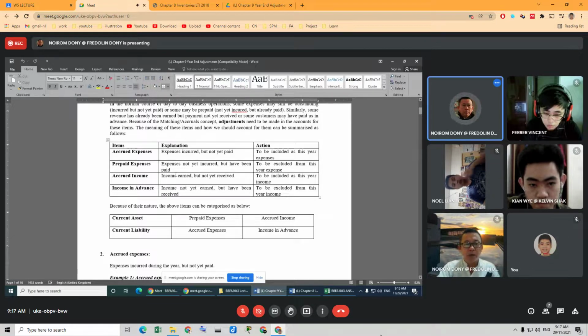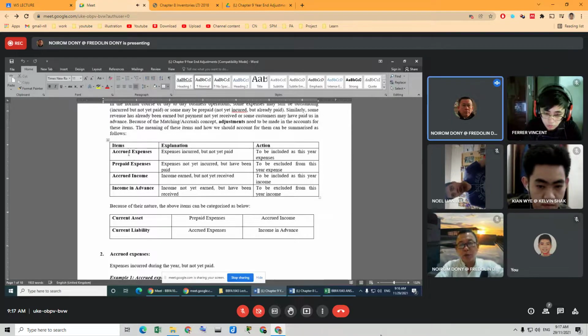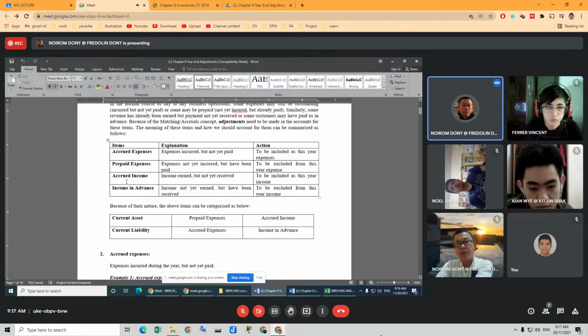So remember, okay, income is a credit item. Expenses is a debit item. So what do debit item and credit item mean? An increase for expenses is on the debit side. So if you want to reduce the expenses, then you have to do a credit entry. Whereas income is a credit item, an increase is on the credit side, isn't it? So if you want to reduce the income, you have to make a debit entry.